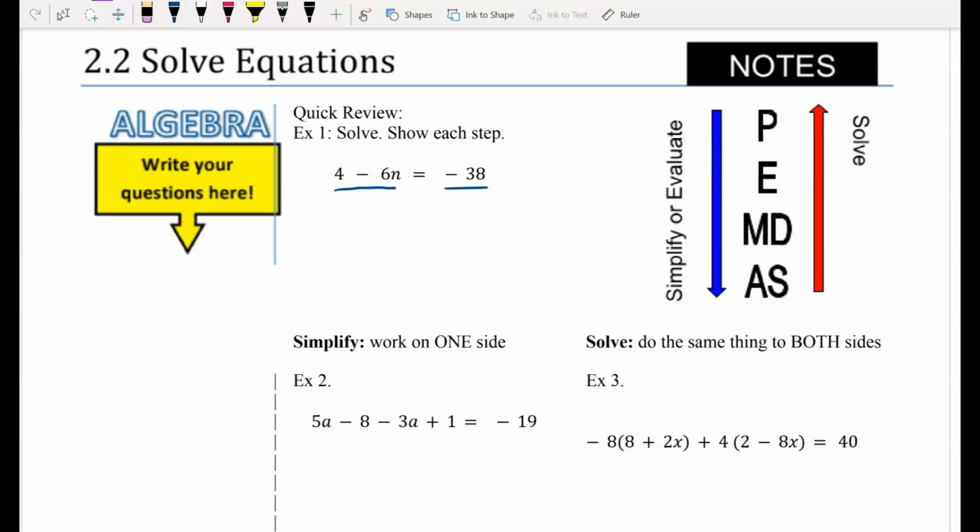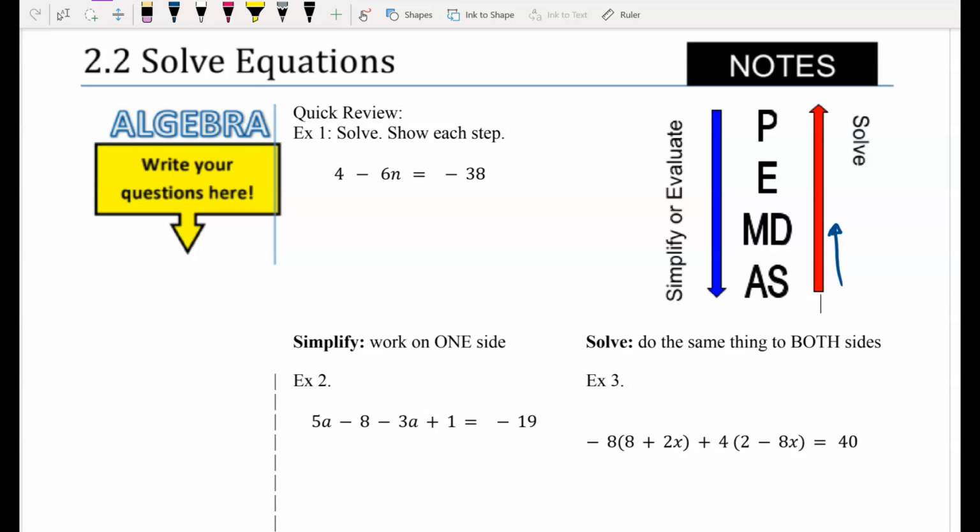So if I'm simplifying expressions, then I want to work through the order of operations from parentheses, then exponents, multiply, divide, then add, subtract. But if I'm solving, I want to undo by going in the reverse order. I'm going to start at the bottom and go to the top. So first I'm undoing addition and subtraction, then I'm going to undo multiplication and division.